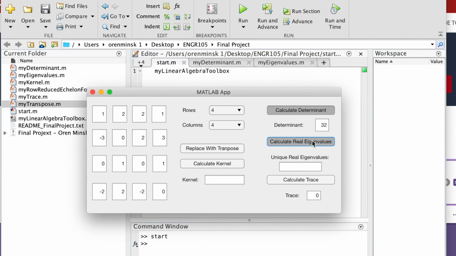We can calculate the real eigenvalues. And we can calculate the trace of the matrix. We can calculate the kernel of the matrix. We see that the kernel is just the 0 vector, and that makes sense because a non-zero determinant means that there is no kernel. I'm going to go to Wolfram Alpha right now, and we can check how accurate these numbers are.